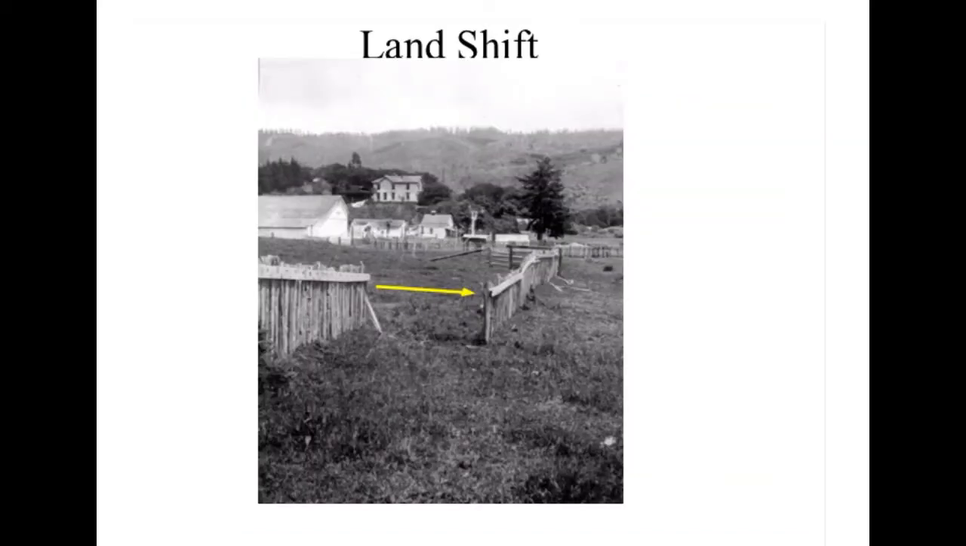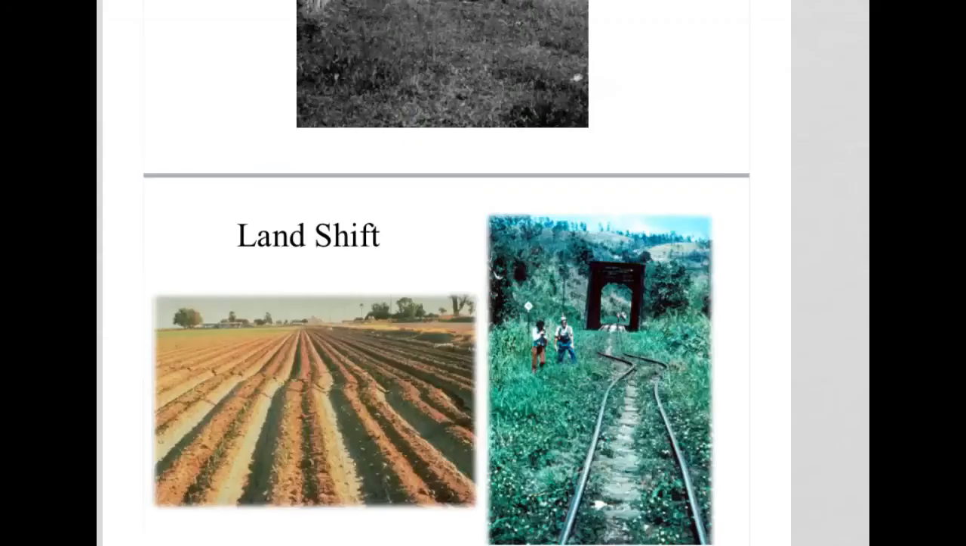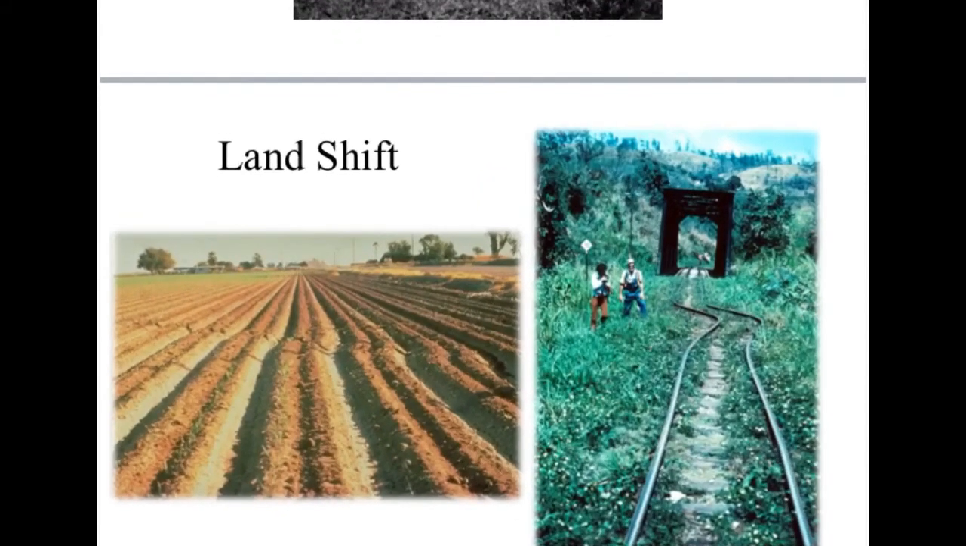Land can also shift to the side. Okay? Here's a fence that was straight and connected, and you can see that it has actually moved over from where it was in a line with this piece of fence right here. Some more examples of the land moving over: you can see the rows that a farmer has made with his plow, and you can actually see where they've shifted over and aren't straight anymore. Same thing here with the train tracks. You can see where there was a tectonic shift and an earthquake occurred, and it actually moved the train tracks out of alignment.